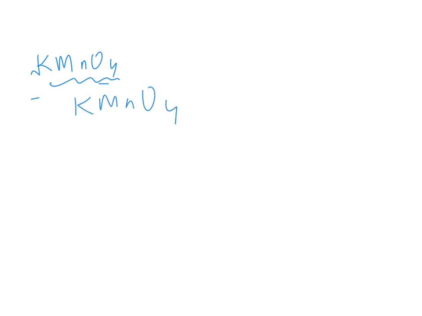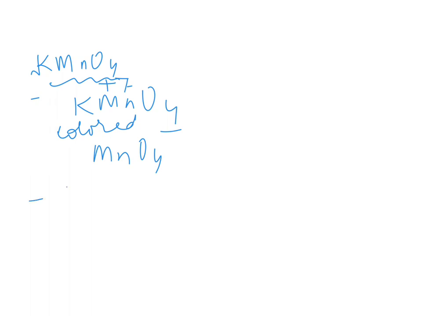KMnO4. What is the oxidation number of Mn here? 7. So it is d0, no d electrons. It is colored, MnO4 minus is purple in color, and this color appears due to ligand to metal charge transfer. That we will study later on in coordination compounds.